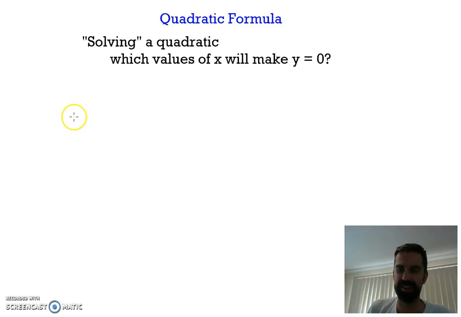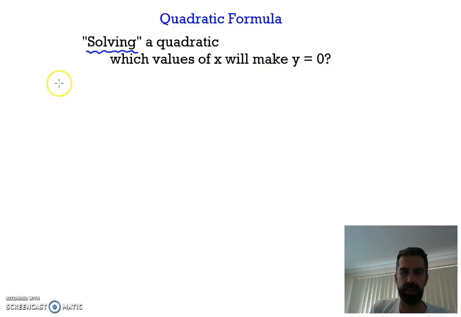Okay, welcome for another video on quadratics. So last video we looked at this idea of solving a quadratic equation. And we said that what that really means is we want to know which values of x are going to make y equal to 0 using that particular equation. And we looked at a couple of different methods of doing that.